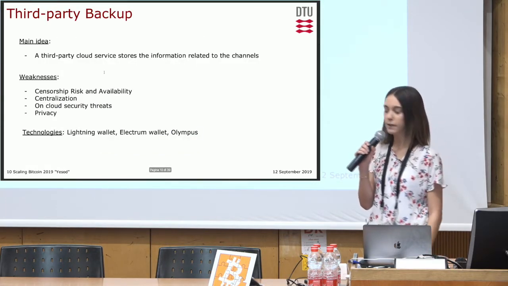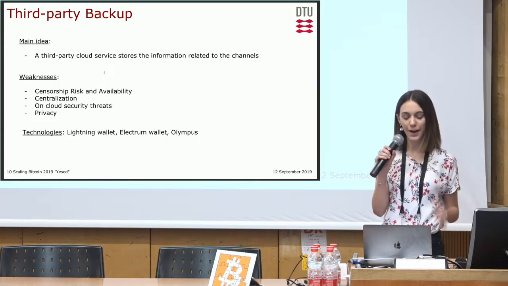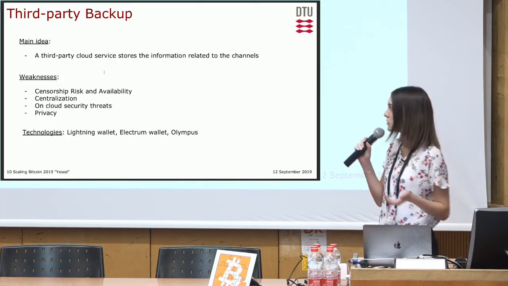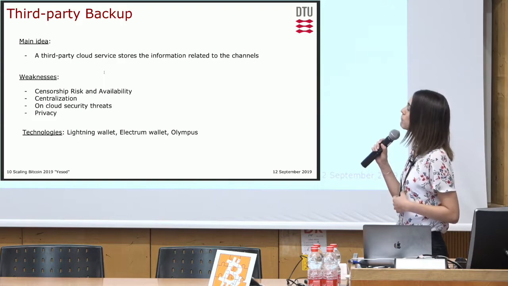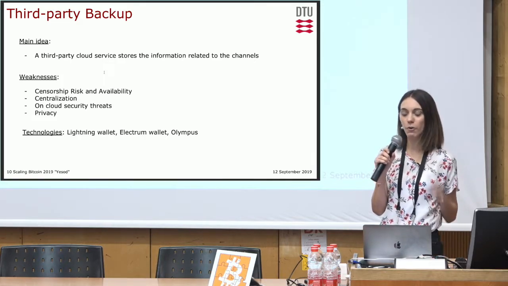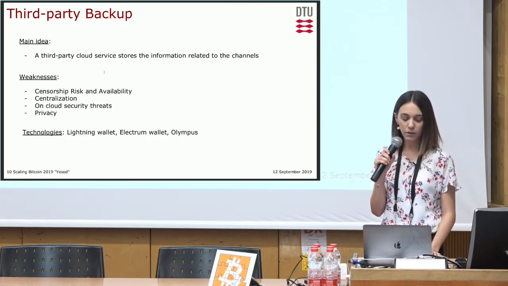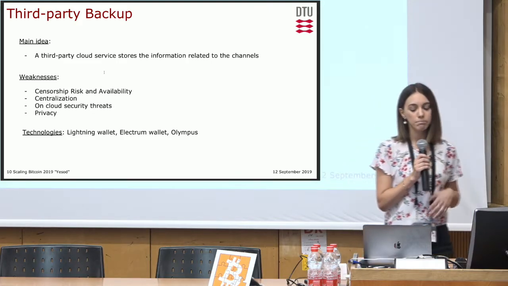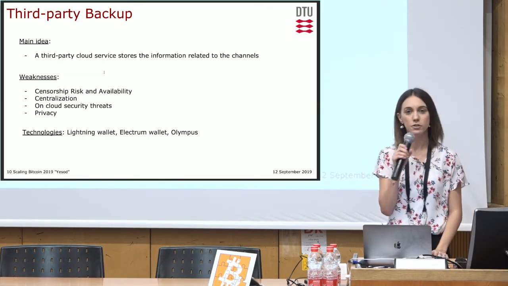In the first category, we have all the Lightning applications that use a cloud service, so an external party, to store all the information related to the channels. It could be a good solution. There are different technologies that use this type of mechanism, but it presents some weaknesses. For example, censorship risk: maybe the third-party service is not always available. Decentralization: it doesn't respect the decentralized nature of Bitcoin. Then security threats like network eavesdropping or DoS attacks, and also privacy. Among the solutions that belong to this group, we have Lightning Wallet, Electrum Wallet, and also Olympus.